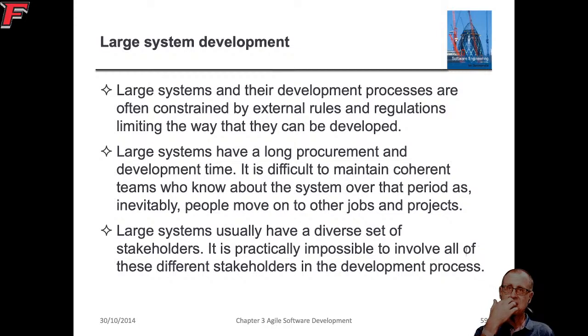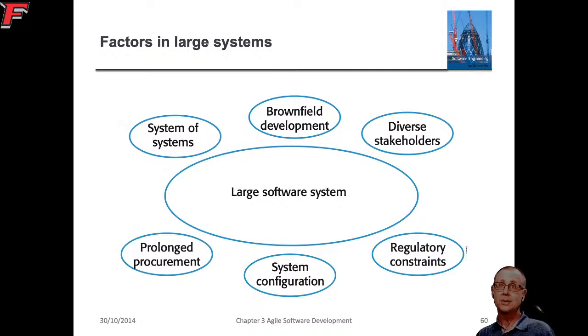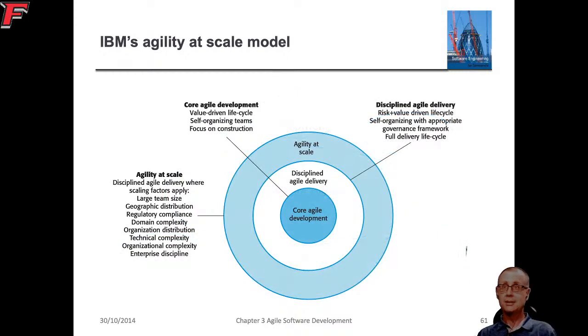Right? Large systems are constrained by external rules and regulations. They have a long procurement and development time, and they have a large group of stakeholders. Right? And there's a diagrammatic approach to the different things that may impact working on a large system.